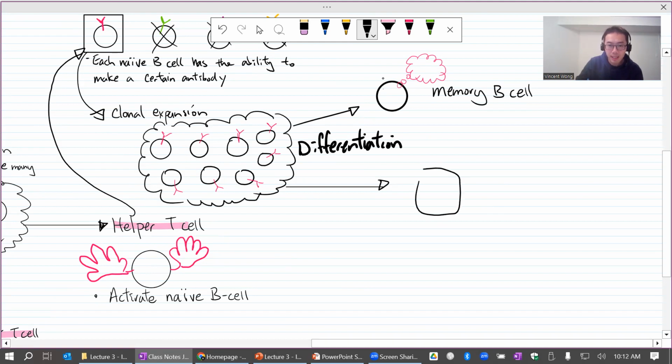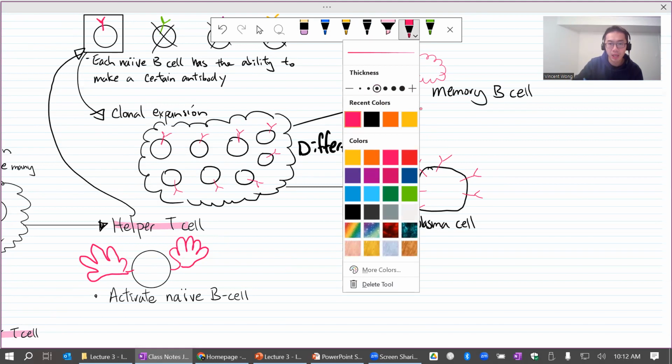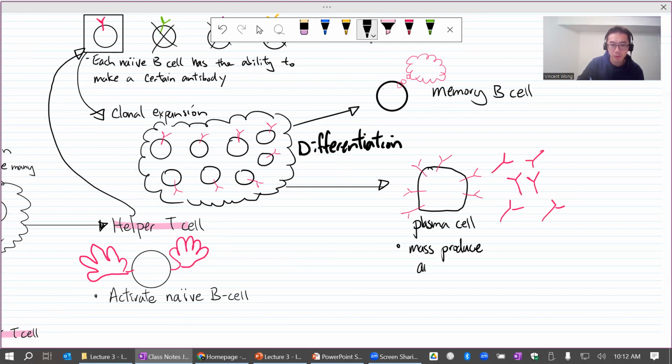Or it can become these cells called plasma cells, which are like antibody factories. They're going to pump out a lot of antibodies, and more importantly, the ones that you need. So the plasma cell will mass produce antibodies.